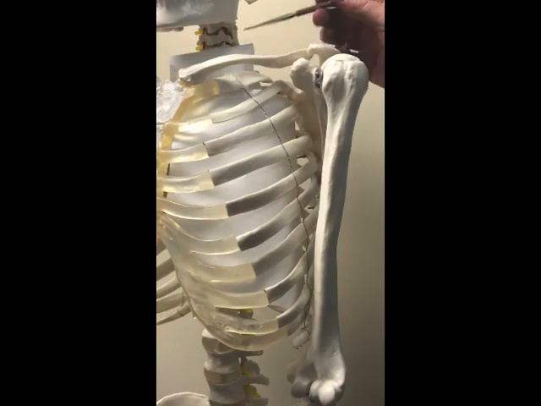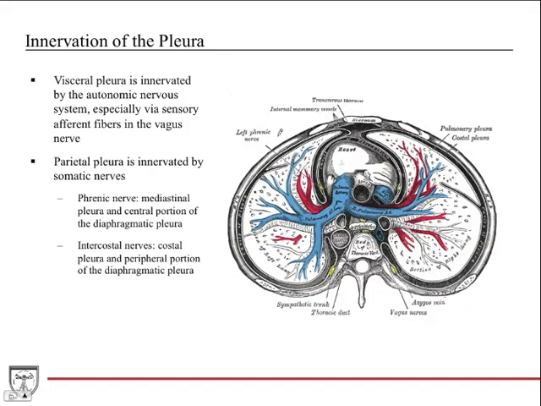So let's give you a sense of this structure as well. The innervation of the pleura depends on the layer. The visceral pleura is innervated by the autonomic nervous system, and especially via sensory fibers from the vagus nerve. You can actually see the vagus nerve traveling in here on this cross section, and here's the visceral pleura and the parietal pleura. So the visceral pleura is receiving innervation from this vagus nerve and other autonomic plexi and fibers.